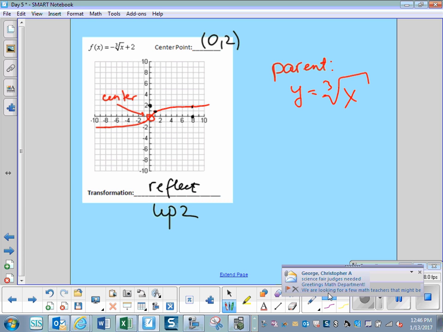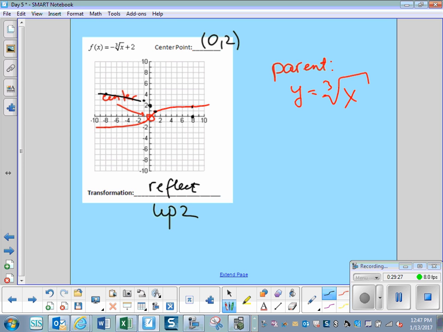Negative 1, 1. I mean, I start with negative 1, negative 1. Reflect brings me to negative 1, 1. And then up 2 brings me to negative 1, 3. Right? And then negative 8, negative 2. Reflect brings me to negative 8, 2. And then up 2 to negative 8, 4. So here are the points for me too. Something like this.